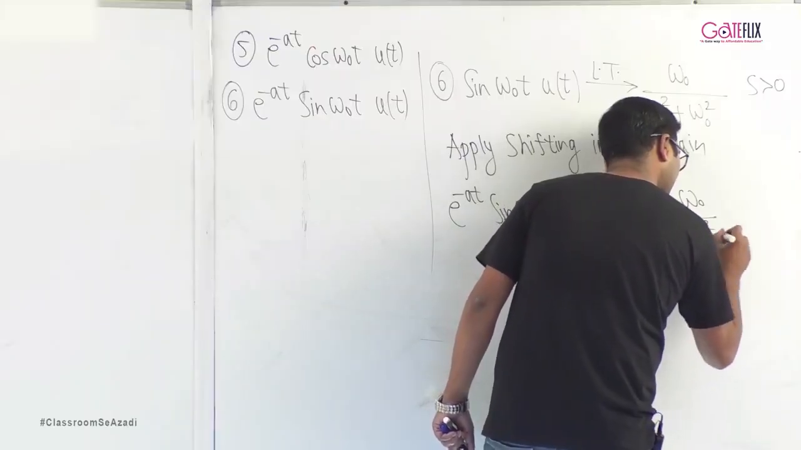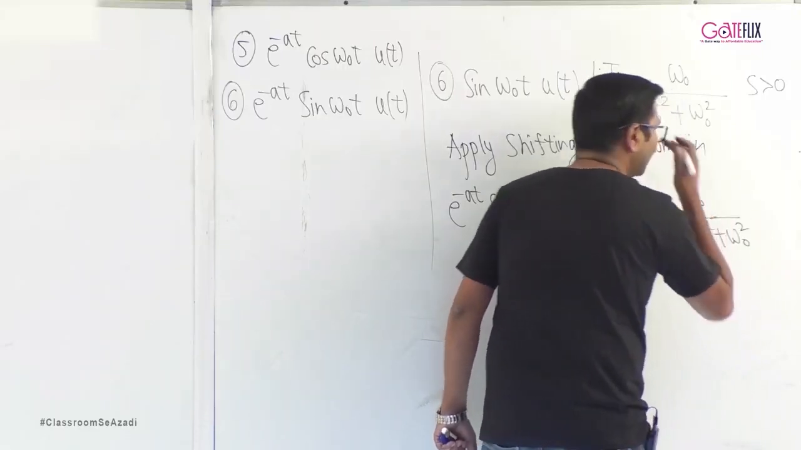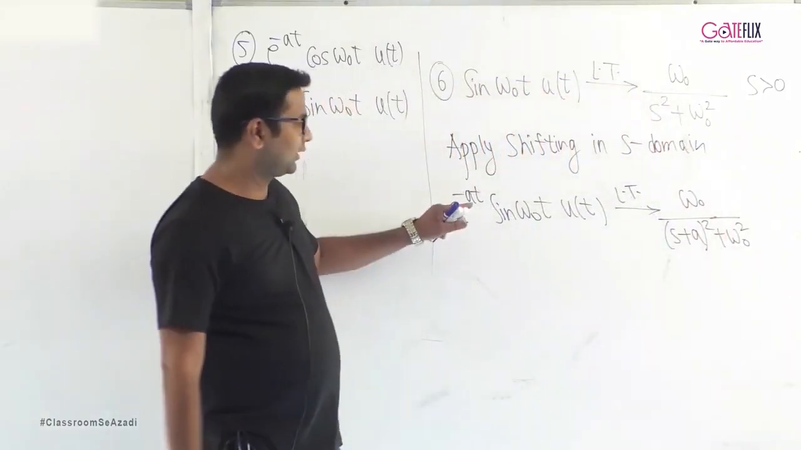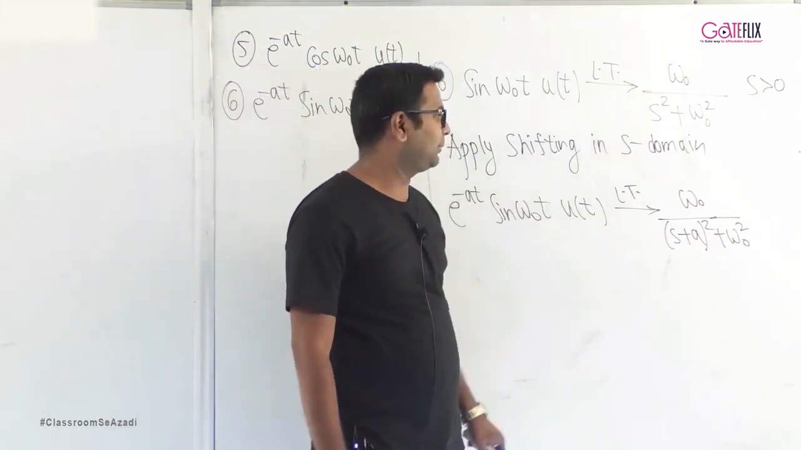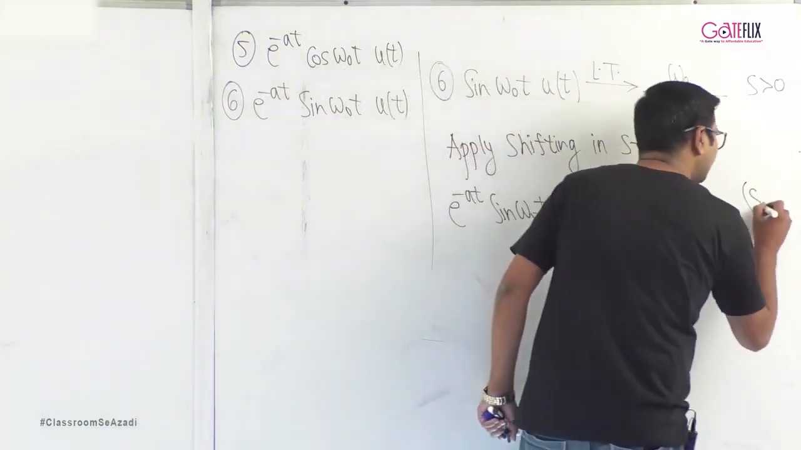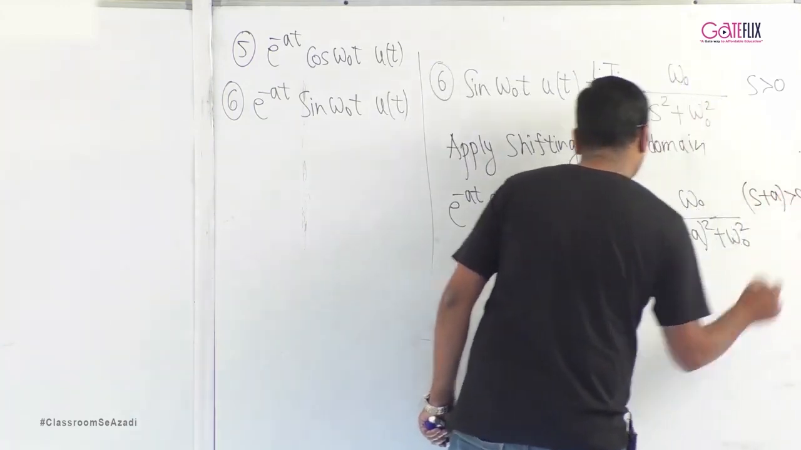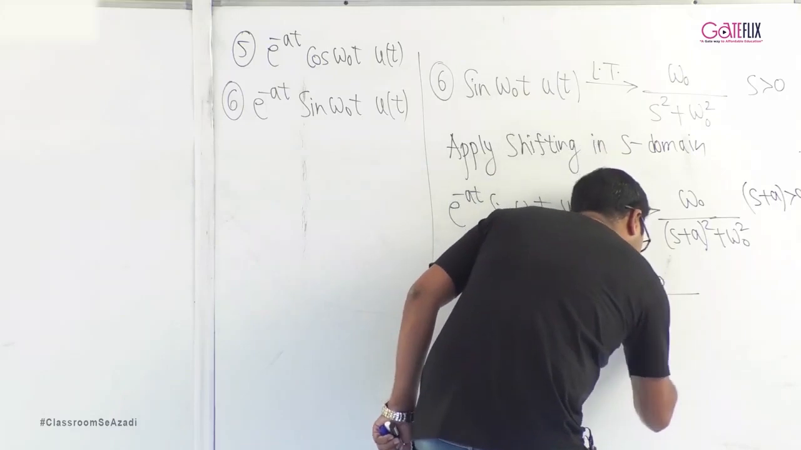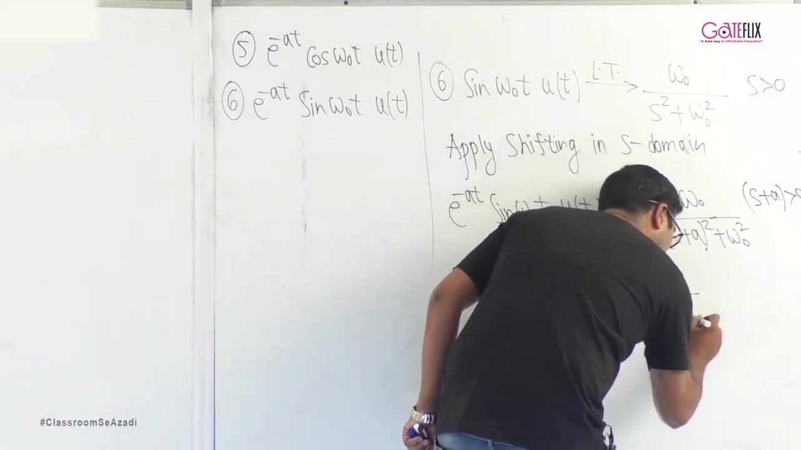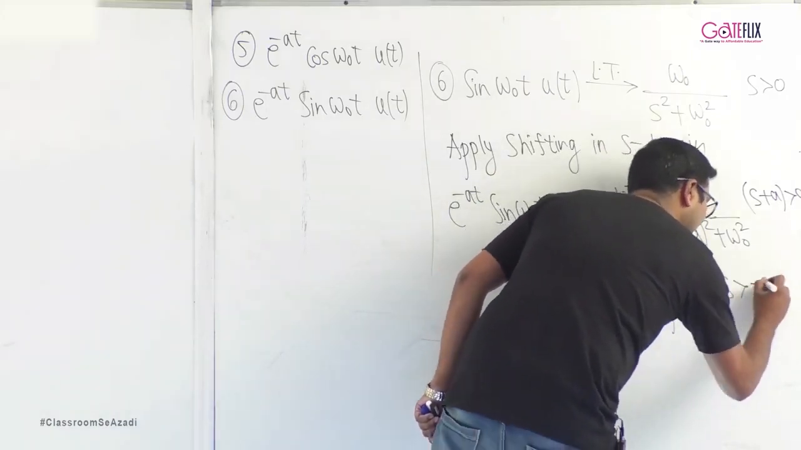Since the left hand side is multiplied by e raised to minus at, in the right hand side s will be replaced by s plus a, and the ROC will also become s plus a greater than 0. Therefore, this Laplace transform will be omega naught upon s plus a whole square plus omega naught square. S is greater than minus a.